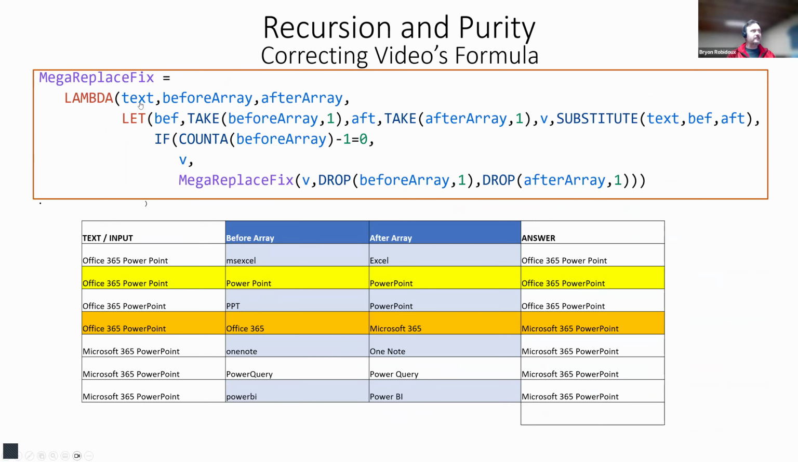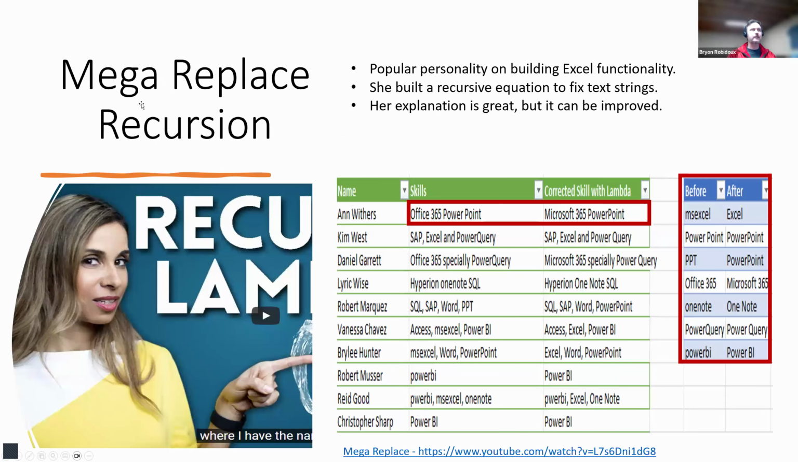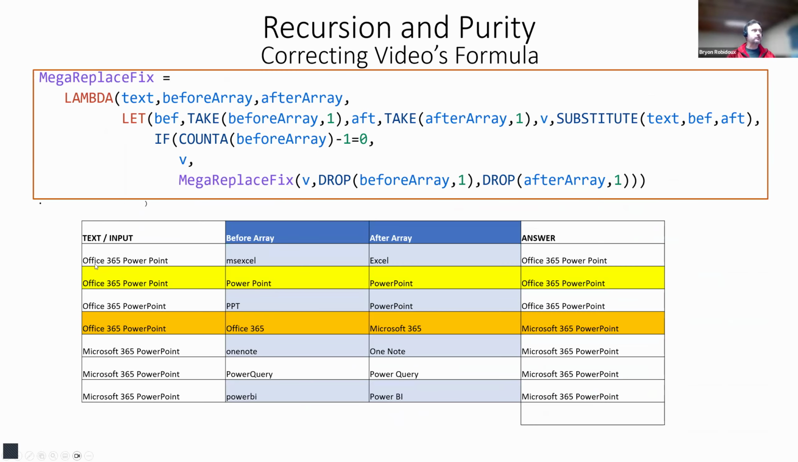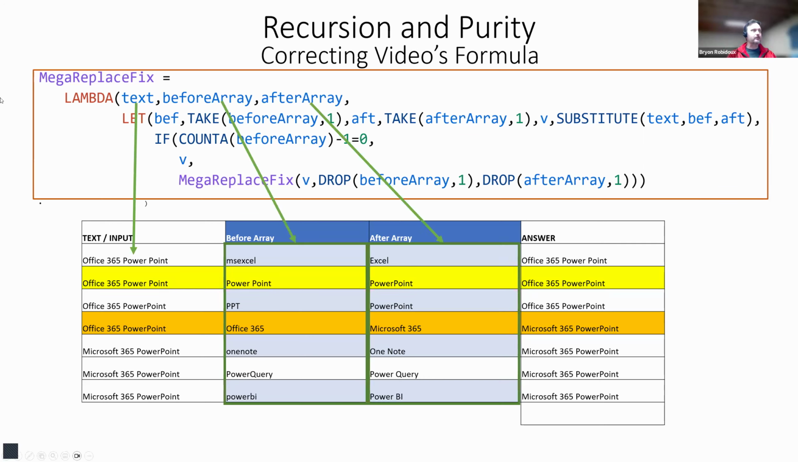But the Lambda here takes the text. So if we look at the example, it's taking what's in the skills. That's what you see down here in the bottom, this text input. And then it takes in the before array and the after array. So it takes in the before column, and it takes in the after column. And you can see that because, as I point out here, this is the text, this is the starting value. It's going to take the before array and after array.